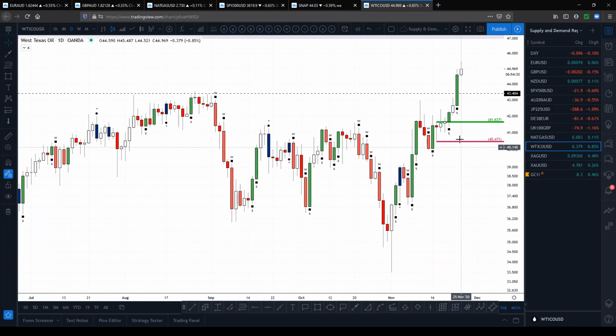Now, the question is, will they hold? So we have demand levels being created. So we can only go by what the charts are telling us, that demand is coming in. So pullbacks are a buy until proven otherwise. That's all we can do.